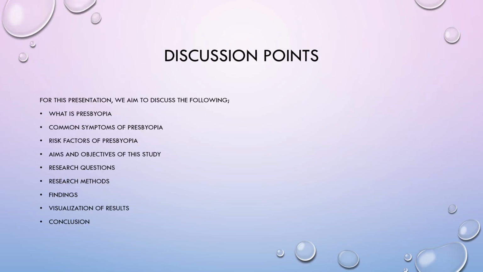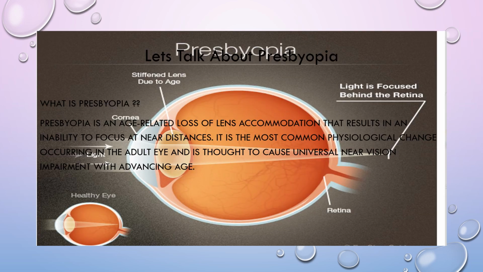For this presentation, we aim to discuss the following. What is presbyopia? Common symptoms of presbyopia, risk factors of presbyopia, aims and objectives of this study, research questions, research methods, some findings, visualization of results, then the conclusion. We start at the beginning.